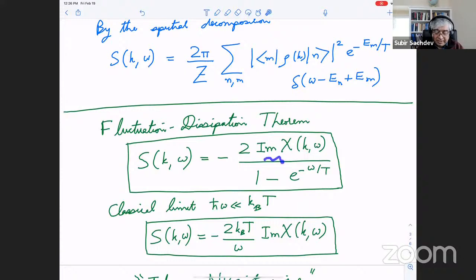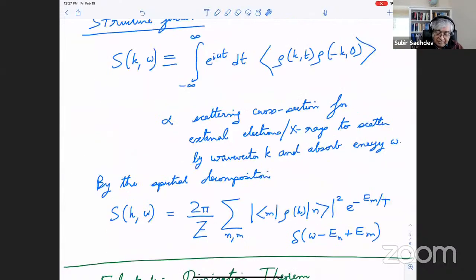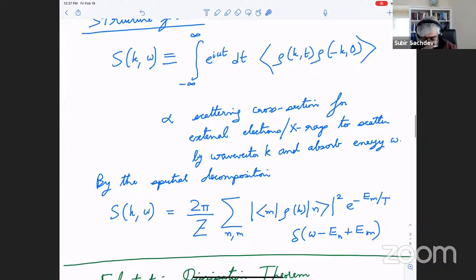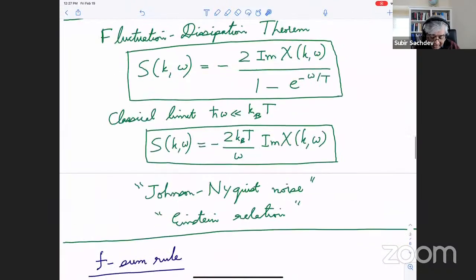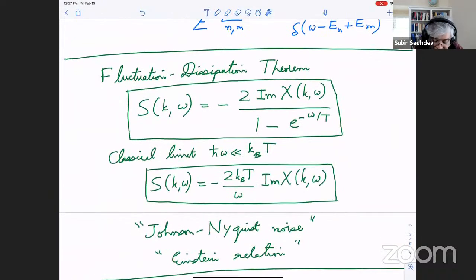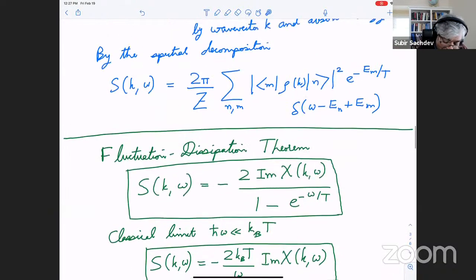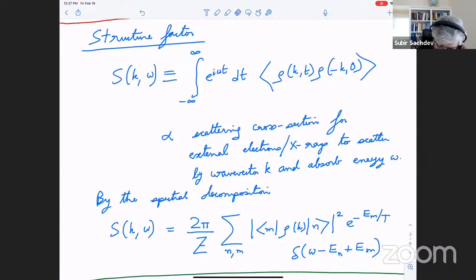Now this object on the left is an odd function of omega. It's the same whether you absorb energy or not. But the dynamic structure factor is definitely not odd, because the structure factor is telling you the cross section for an external probe, let's say an electron, to scatter off the system by wave vector k and absorb energy omega. So positive omega corresponds to absorption of energy. Or wait a second, have I got that wrong? At zero temperature, you can't absorb energy, you can only emit energy. So the structure factor is positive for, okay, I think I got that wrong. It's not absorb, it's emit.